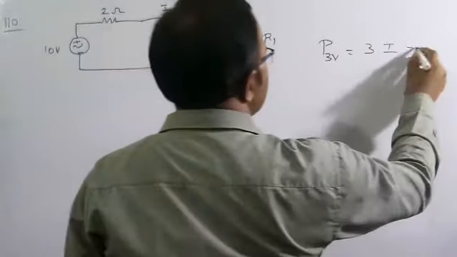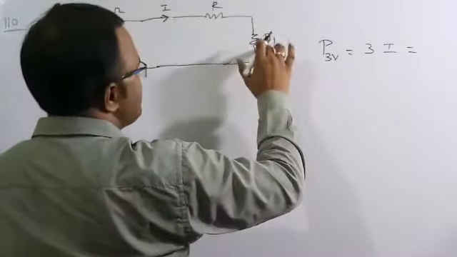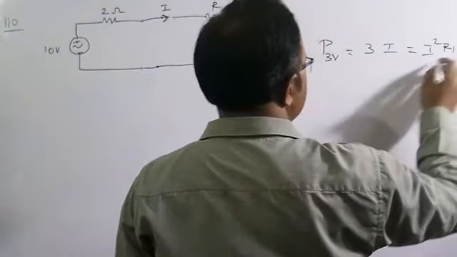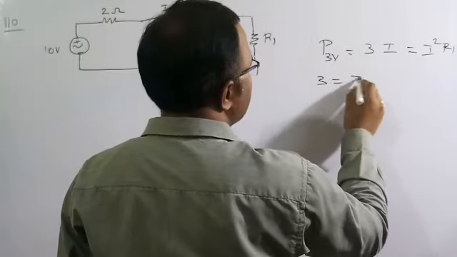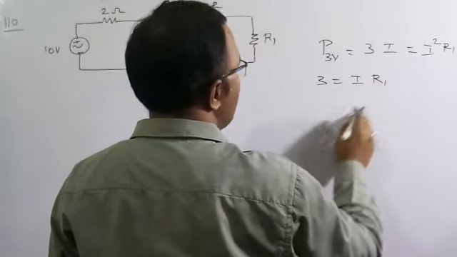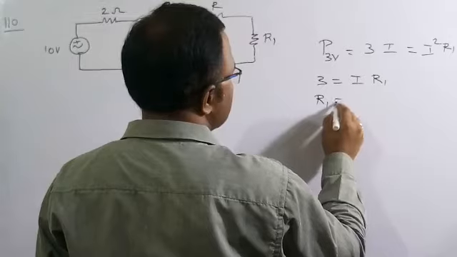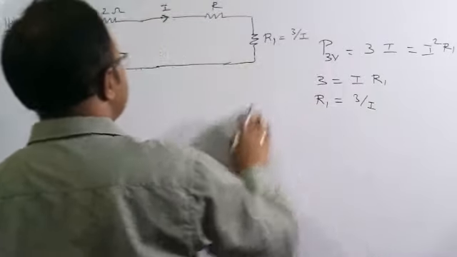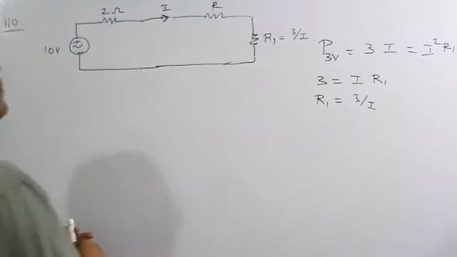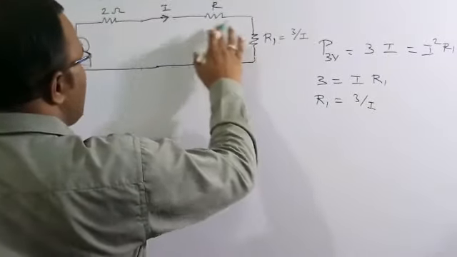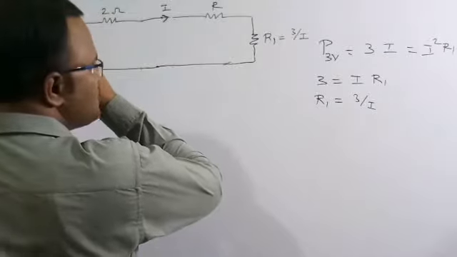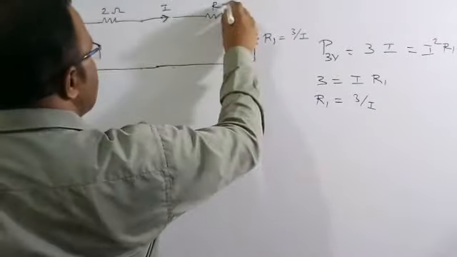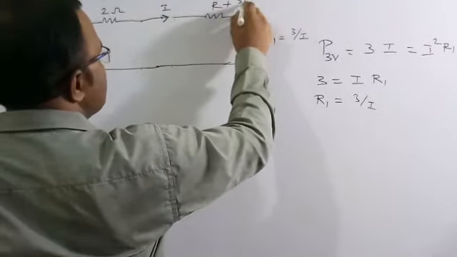The current is also I and the resistor is R1, so the power is I square R1. If you simplify, it will become 3I is equal to I square R1. Therefore R1 is equal to 3 by I. So the value of the resistor is 3 by I. Now this resistor and resistor R are in series, so the net resistor will be R plus 3 by I.